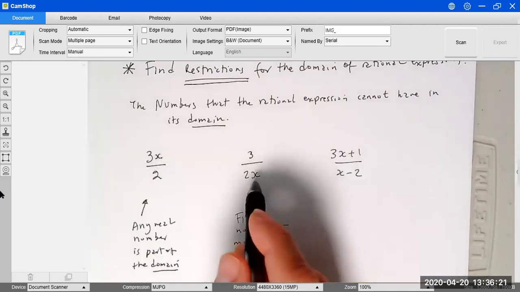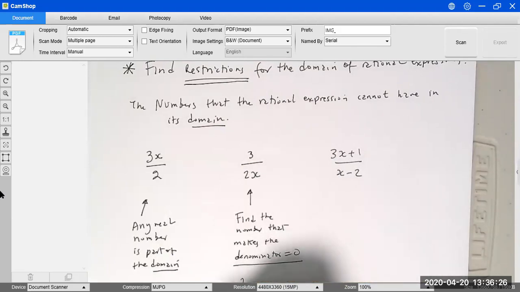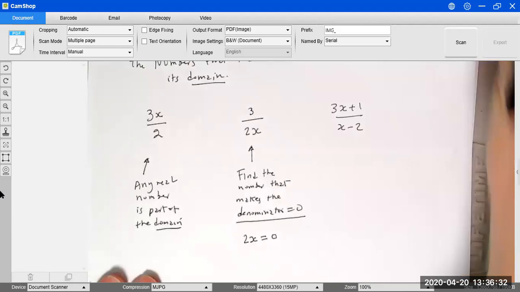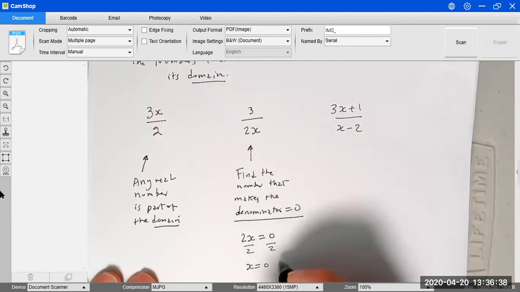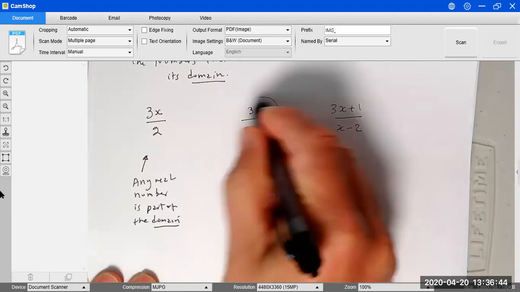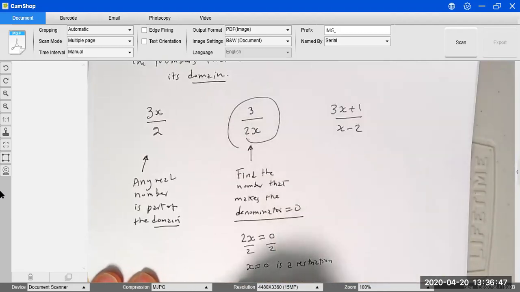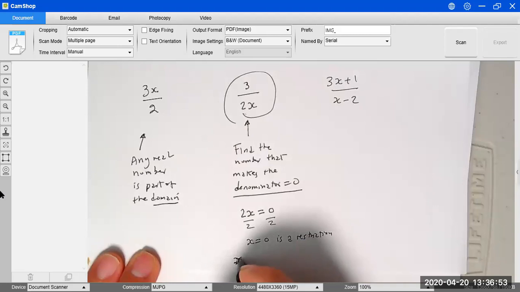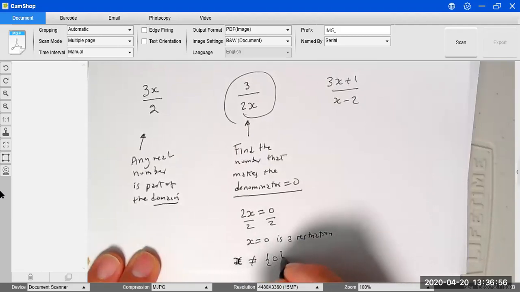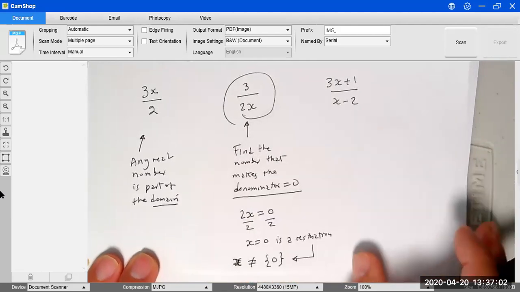So in the second case, then what is the number that makes the denominator 0? The only way to find it is you're going to equate the denominator to 0, and you're going to solve the equation that results from that. So in this case, you just divide by 2 both sides. So you're going to get x equals 0. This is a restriction for this rational expression. So the way that we're going to express restriction is you're going to write x, and then you should write that x should be different than, in this case, 0. So these are the restrictions for this rational expression.